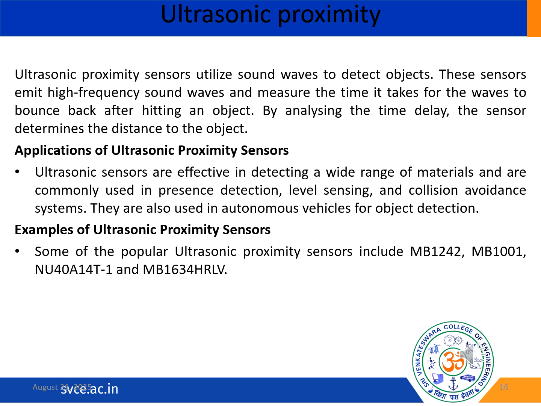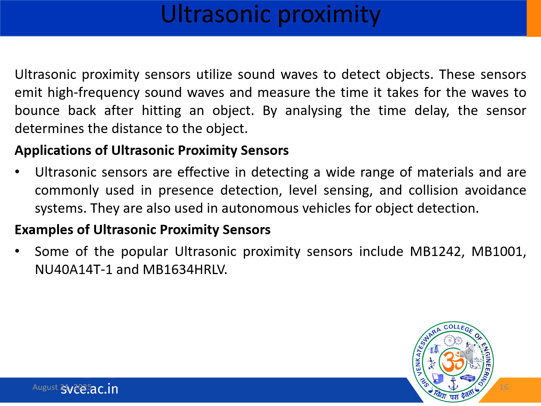Considering next, we have ultrasonic proximity sensors. These particular sensors use sound waves to detect objects. These sensors emit high frequency sound waves, and measure the time it takes for the waves to bounce back after hitting an object. By analyzing the time delay, the sensor senses the object distance. So the sensor determines the distance to the object.